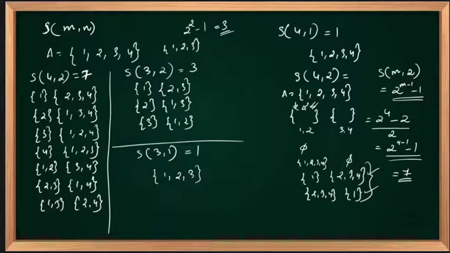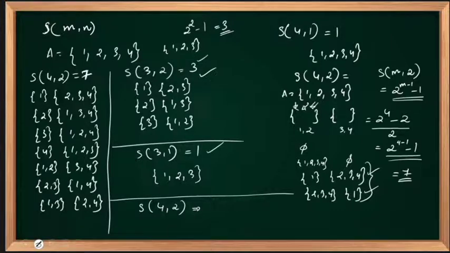Okay. So we have computed S of 3, 2 and S of 3, 1. Now, using this information, is it possible to compute S of 4, 3? Now listen here. If you see this partition, you have two partitions, but you have only three elements, right? So all your S of 4, 2 partitions should have four elements, right?